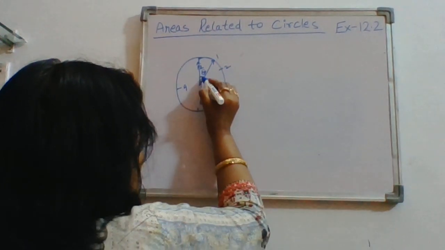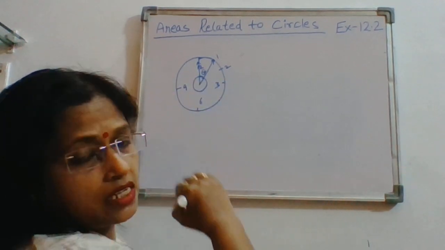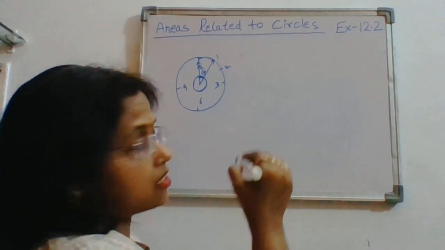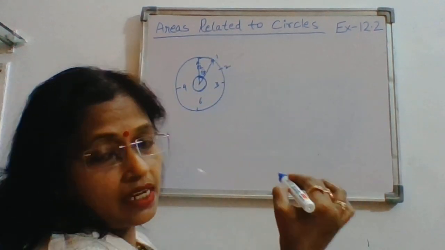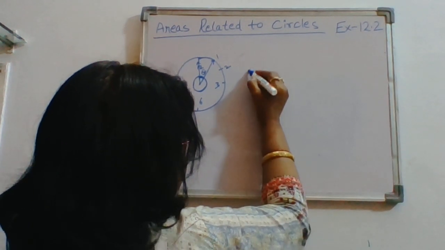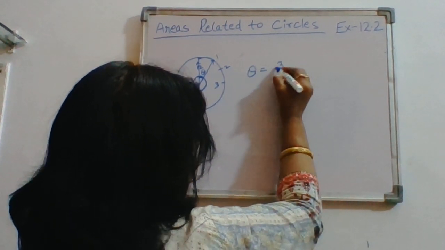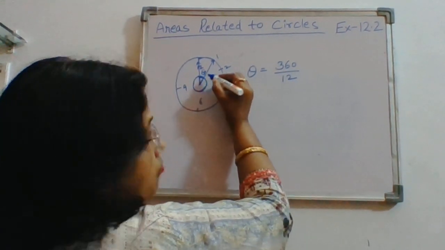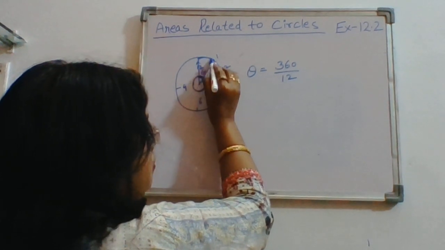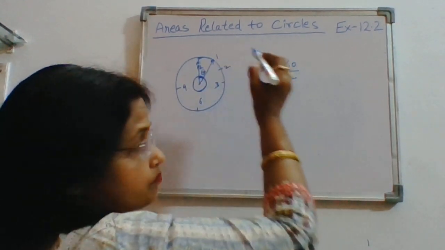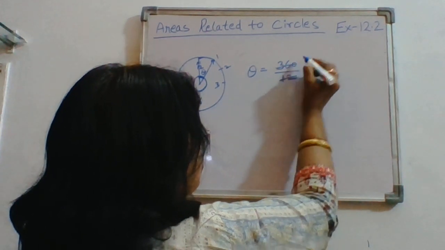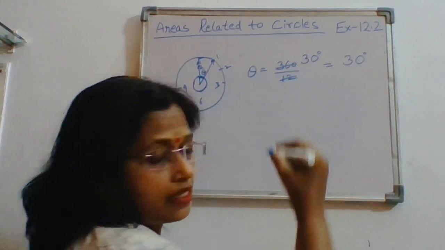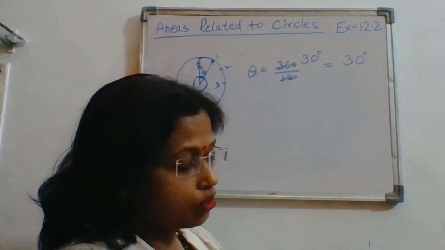We know that the complete angle is 360 and that is divided into 12 equal parts. In a clock we have 1, 2, 3, 4, 5, 6, 7, 8, 9, 10, 11, 12. So theta, the central angle, will be equal to 360 upon 12, because it has swept 12 to 1. That is 30. That means the central angle is 30 degree.